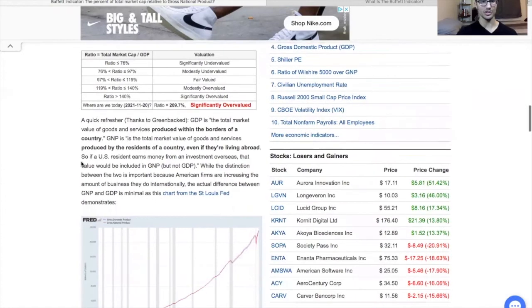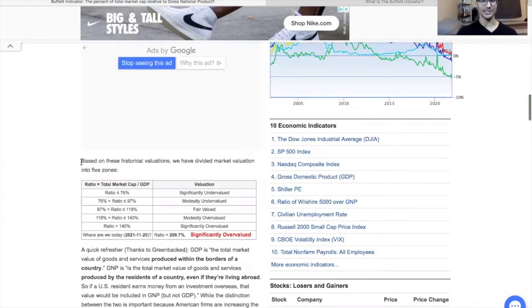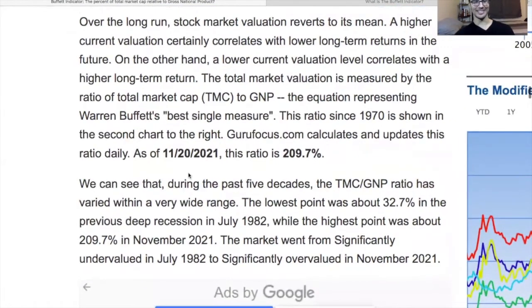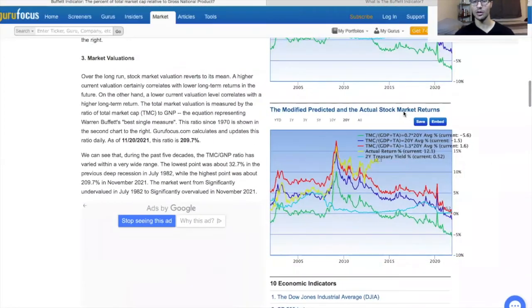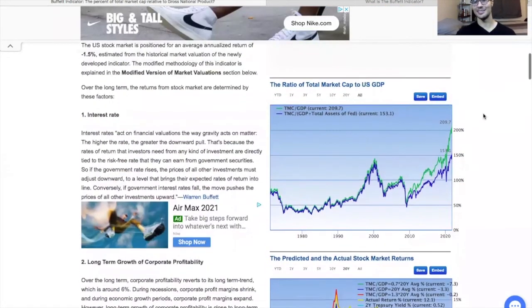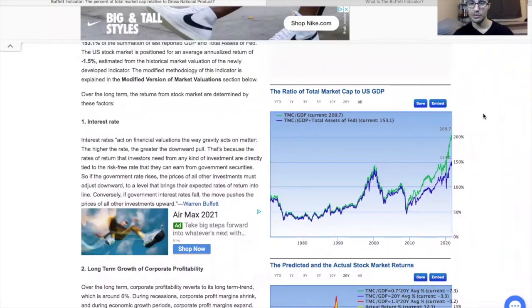And when you actually read this over, it's pretty fascinating. And I was actually kind of laughing here. It says, we can see that during the past 5 decades, the total market cap divided by gross national product ratio has varied within a very wide range. The lowest point was about 32.7% in the previous deep recession in July 1982, while the highest point was about 209.7% in November 2021. The market went from significantly undervalued in July 1982 to significantly overvalued in this current month, November 2021. So that's pretty wild just to read that. We are literally at unprecedented levels in this metric.